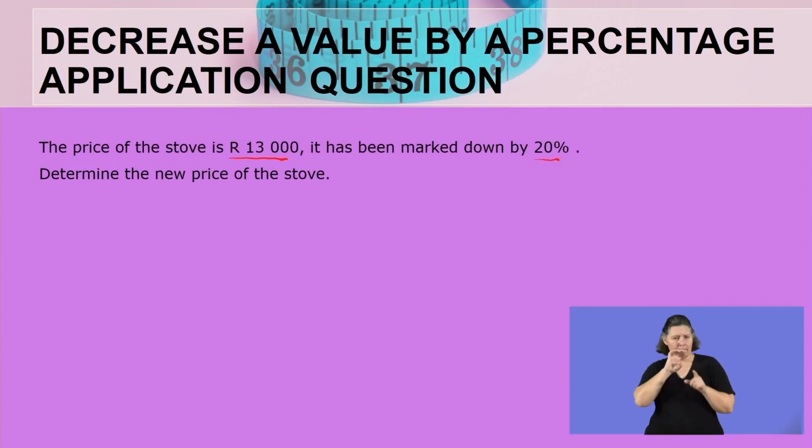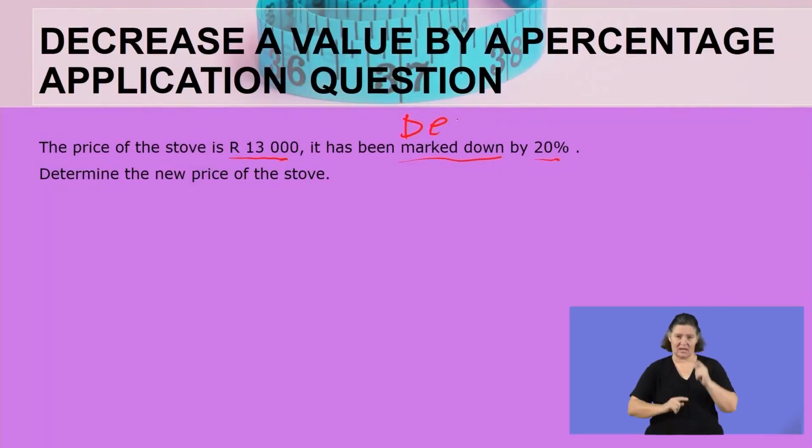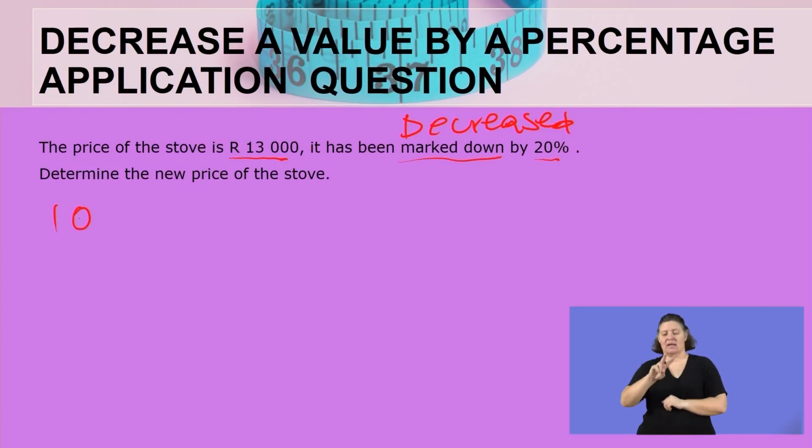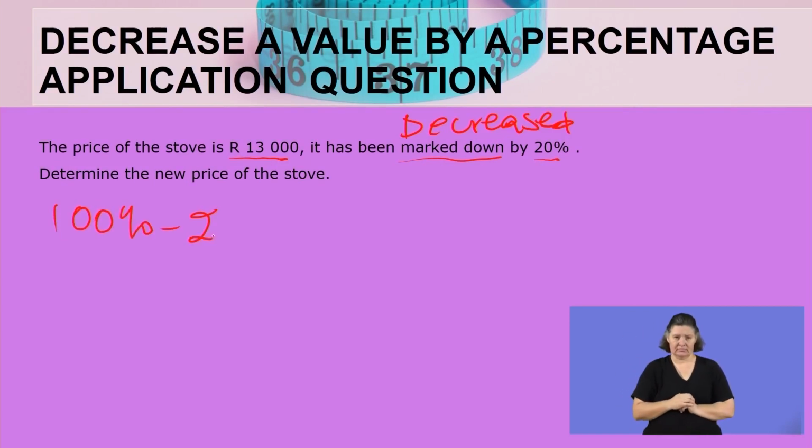So now for us to determine the new price of a stove, what is key? We said if it is marked down, the implication is that it has been decreased. So I want you to be familiar with these terminologies. Now it has been decreased by 20%, so we need to decrease this amount. Therefore, we say 100% minus 20%. You can also press your calculator. It will be 100 minus 20, which is 80%.